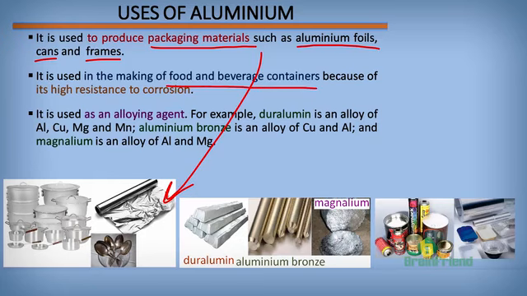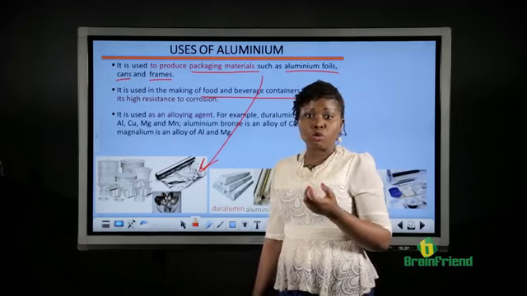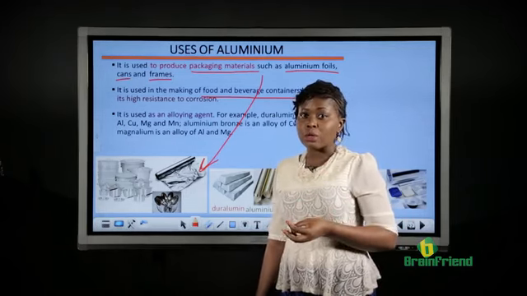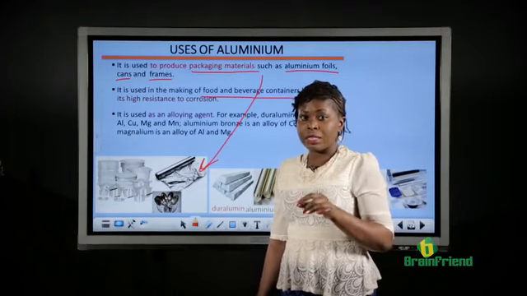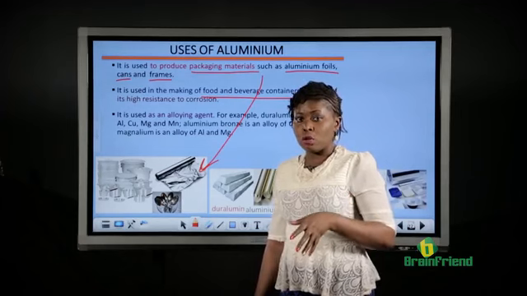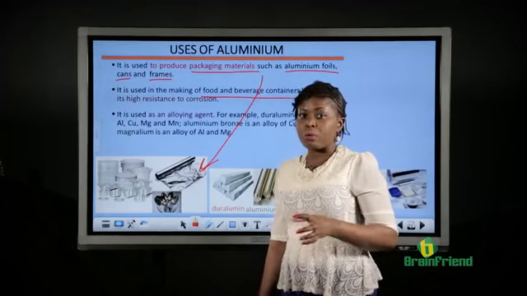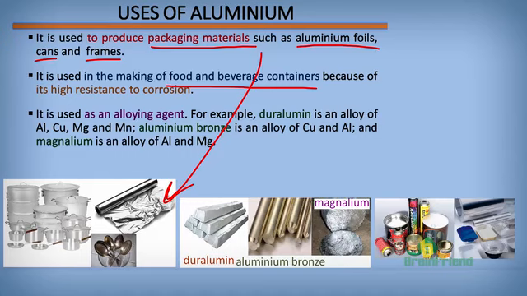We said it has a thin film of oxide that prevents oxygen and moisture from getting to it. Because of that, it doesn't corrode easily. And we know that when a metal corrodes easily, it is not good to be used on our food items because it's going to introduce poison into the food. So aluminium, because it hardly corrodes, is a very good metal that can be used to make our food cans, our beverage containers, and the rest of them.